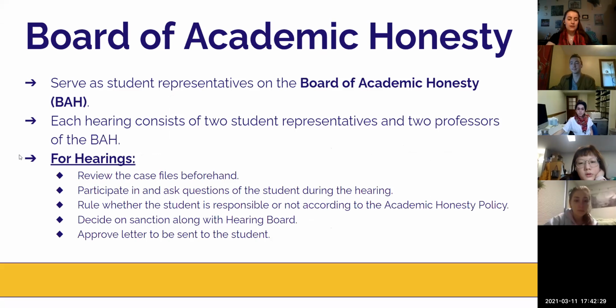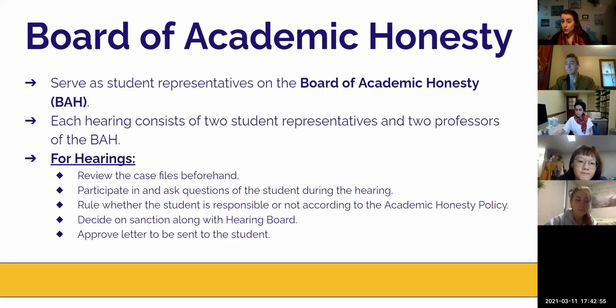Alrighty. Board of Academic Honesty. This is another main part of our role as an Associate Justice. We serve as student reps on the Board of Academic Honesty, or BAH. Each hearing for academic honesty consists of 2 student reps and 2 professors. For hearings, our jobs as ACJC reps are: we review the case file beforehand, and we participate in and ask questions of the student during the hearing.